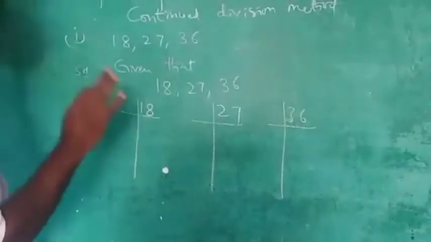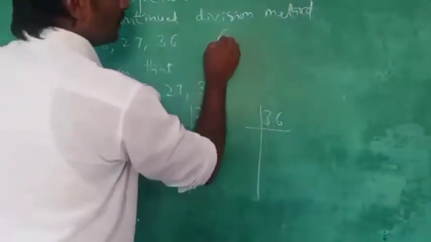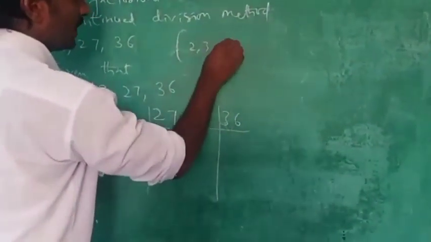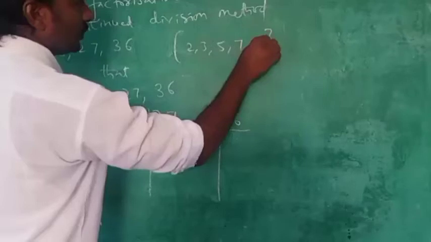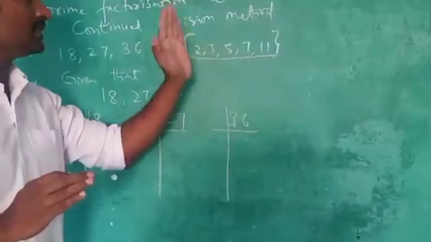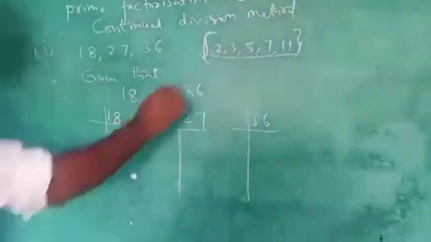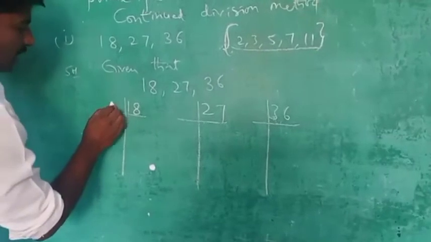Now take only prime numbers. Don't get confused. Our prime numbers are 2, 3, 5, 7 and 11. You have to use only the 2 table, or the 3 table, or the 5 table. Prime numbers only. Okay? Remember this.